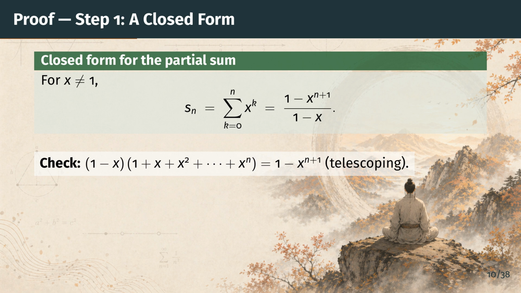Dividing by 1 minus x, which is non-zero since we assumed x is not 1, gives the formula on the slide. The entire partial sum is now captured by a single fraction, and that is the only real computation in the whole proof.